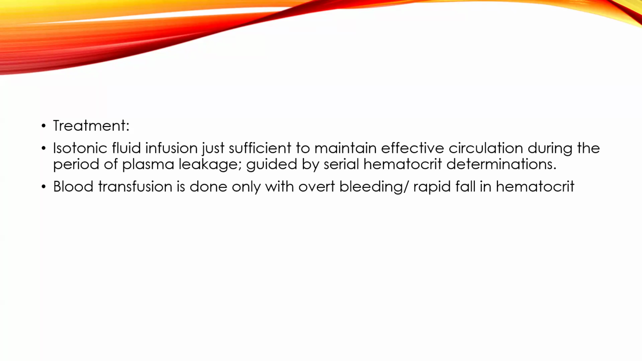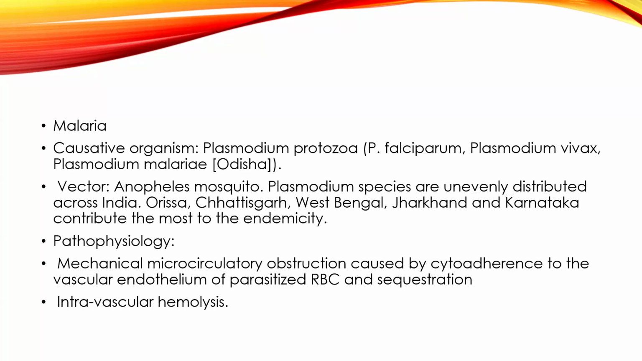Treatment: we can give isotonic fluid infusion just sufficient to maintain effective circulation during the period of plasma leakage, guided by serial hematocrit determinations. Blood transfusion is done only with overt bleeding and a rapid fall in the hematocrit. Then the next is malaria.